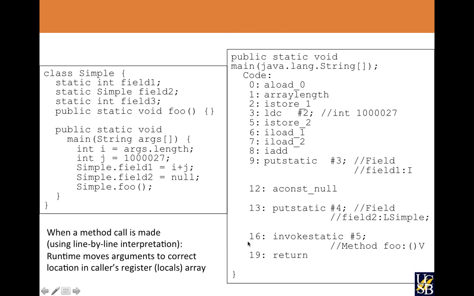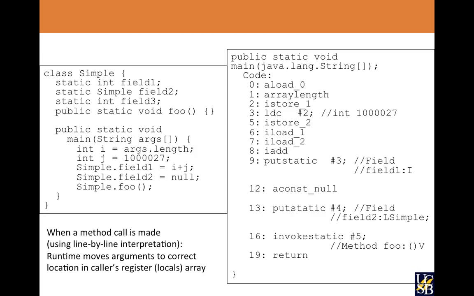The instruction invoke static is a static method invocation. If we chase the index into the constant pool number 5, we find that it's a method foo in class Simple. Foo takes no arguments and produces a void return type. This instruction number 16 in bytecode represents the last instruction in the main function on the left. This invoke static takes no arguments, so there's nothing consumed from the operand stack when this method is invoked. There's nothing pushed onto the runtime stack when it is finished.